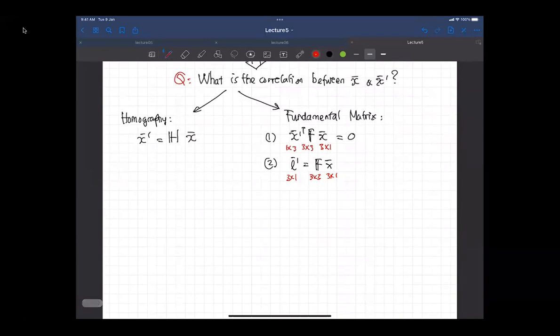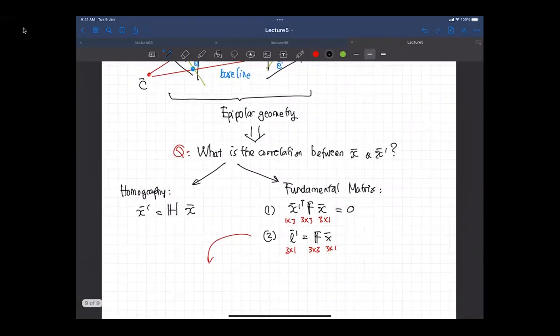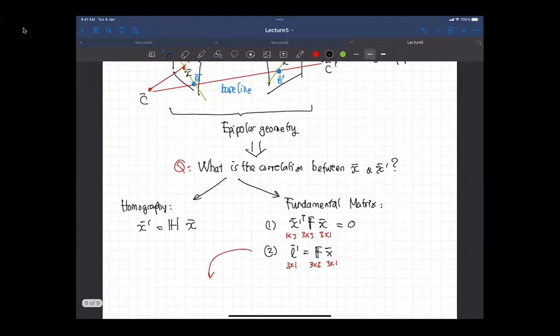Okay, so let's go further. We want to know what is the correlation between F and H. Let me think. So anyway, let's look further at number two. L prime is equal to F multiplied by X. It's quite bizarre, actually. This equation is quite bizarre, quite strange. Well, quite useful as well.